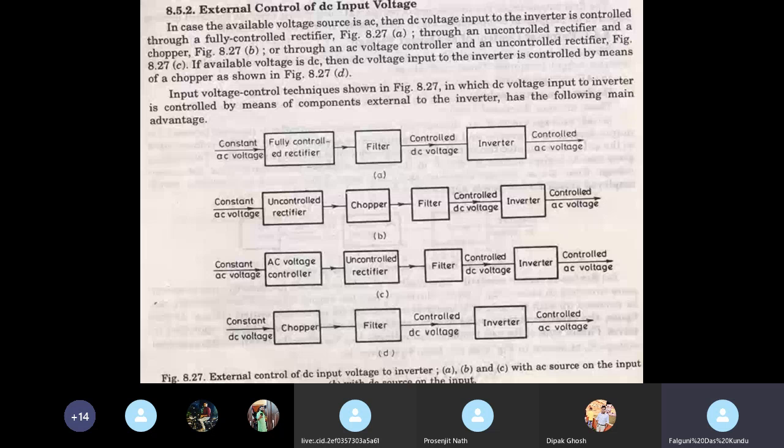Now we are going to discuss the internal control of inverter. Okay, so the output voltage of an inverter can also be adjusted by exercising a control within the inverter itself. The most efficient method of doing this is the pulse width modulation control, the PWM technique.